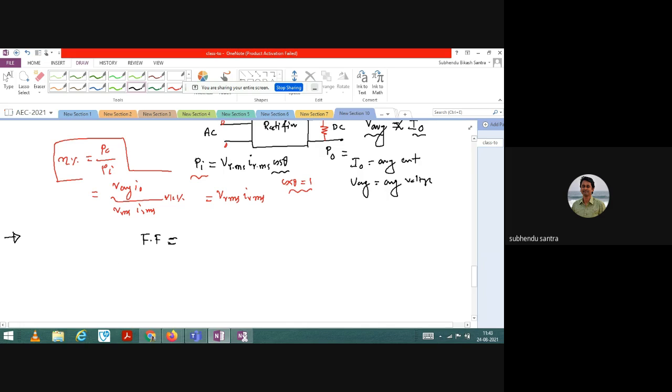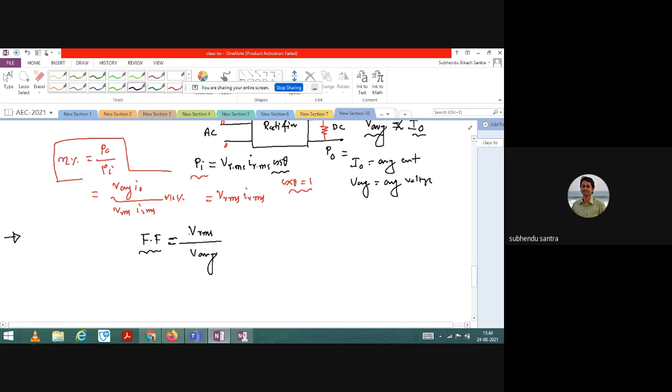Is there anyone who can tell what the form factor is? RMS value by average value. Yes, Vrms value by V average value. What is the meaning of this? Form factor, Vrms value by V average value. That means if Vrms is 0, the form factor will be 0. Yes or no? Yes, sir. Vrms means the AC component along with the DC. If it is 0, then the form factor will be 0.